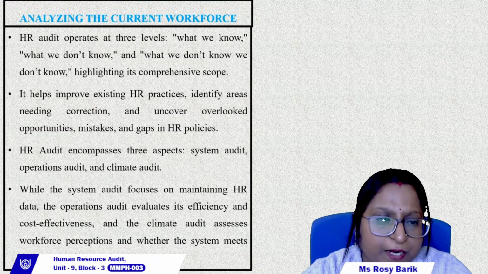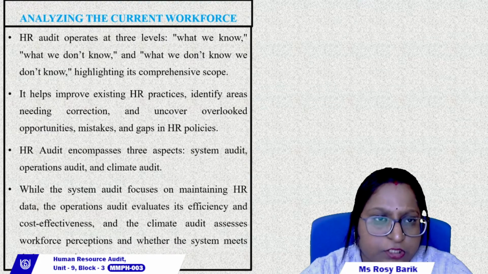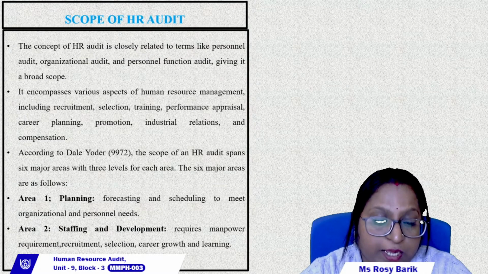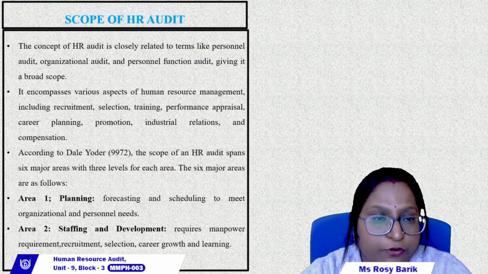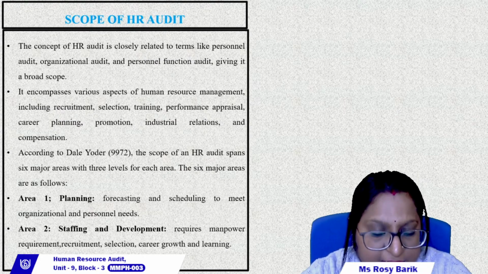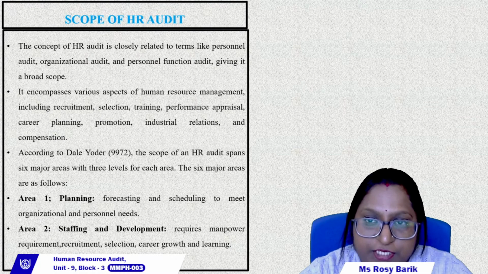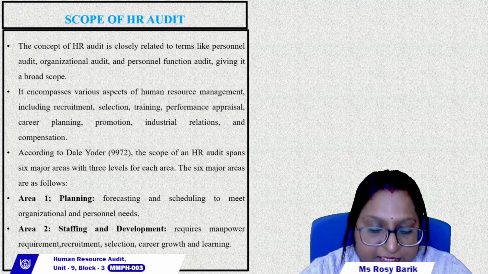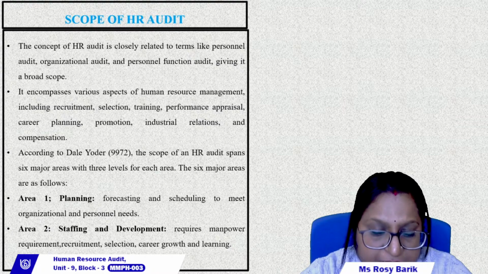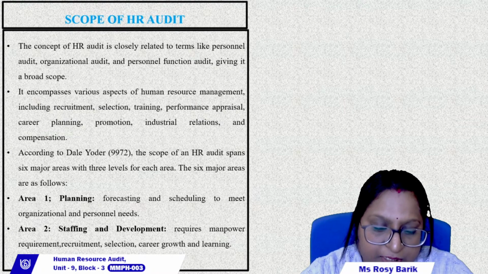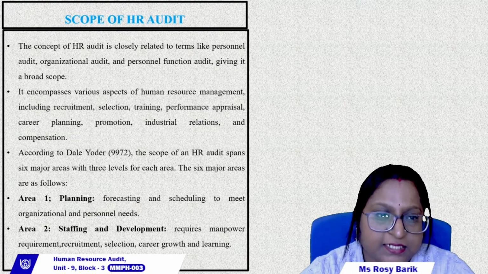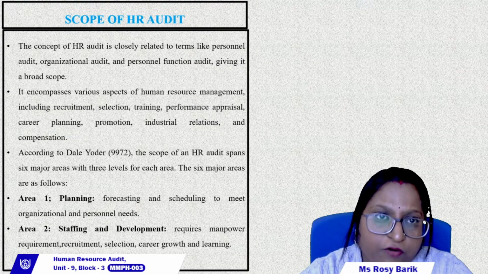Before that, in common parlance, we can see the scope of HR audit covers HR policies and procedures, recruitment and selection process, as we have already discussed, employee onboarding and training, performance management as well as performance appraisal, employee relations and communications, compensation and benefits, labor law compliances, diversity, equity and inclusion, employee engagement and retention, HR metrics and analytics. These are the terms which are the scope of HR audit.